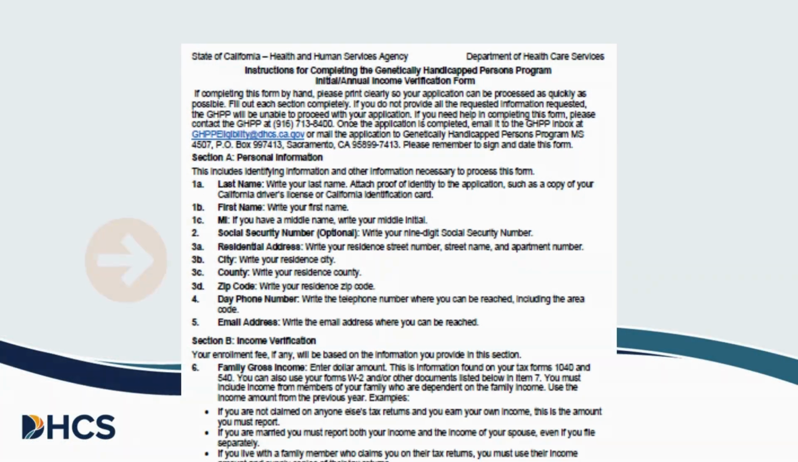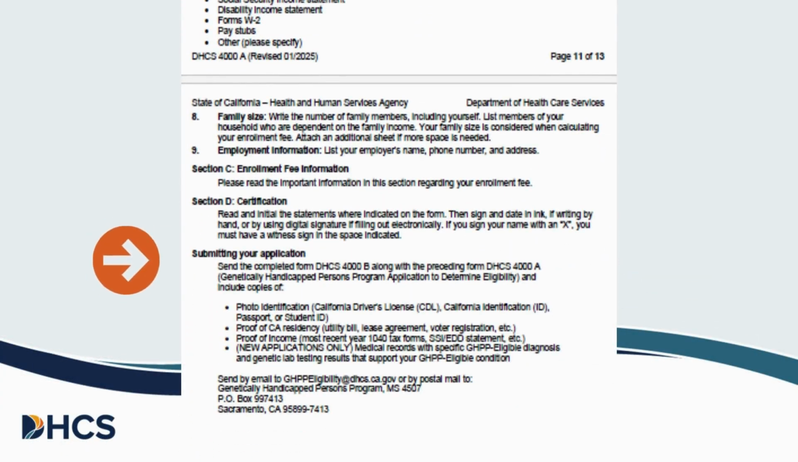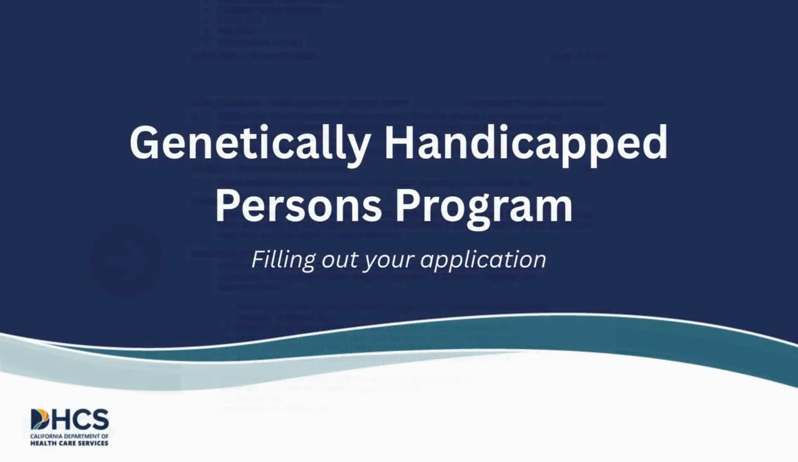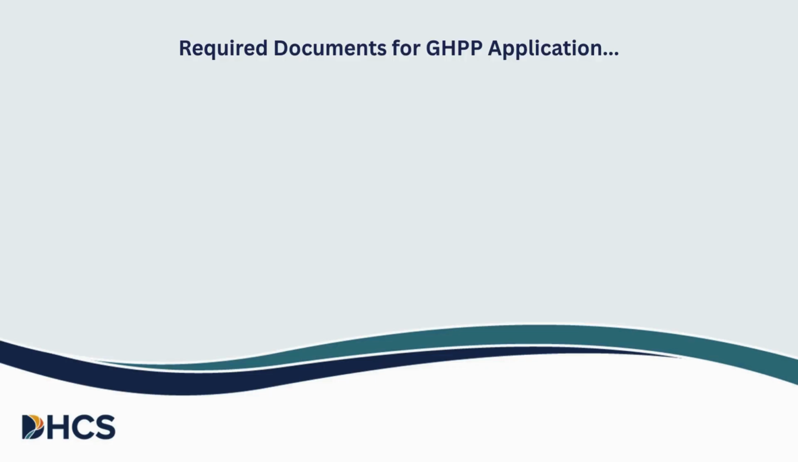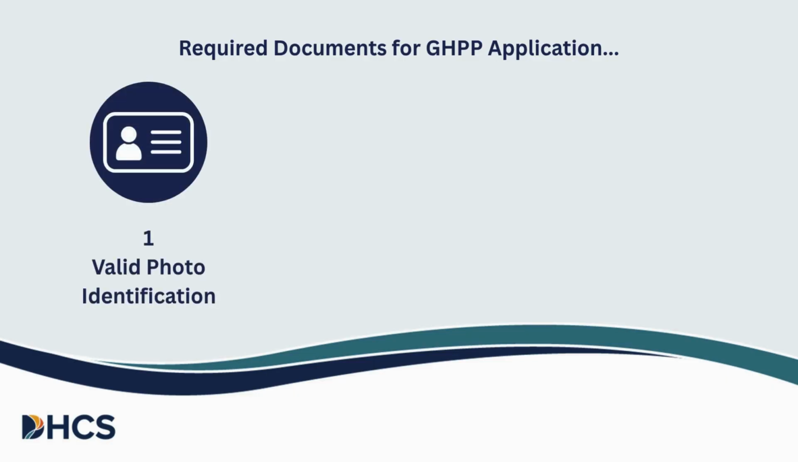Finally, at the end of the instructions section, you will find directions for submitting your GHPP application. Remember, the entire application, both Part A and Part B, must be completed, initialed, and signed before submitting. In addition, we require copies of other documents you will need to submit along with your application in order to verify and support your eligibility. First, we need a copy of your photo identification, such as a driver's license, passport, or student ID. This needs to be valid and current, not expired.